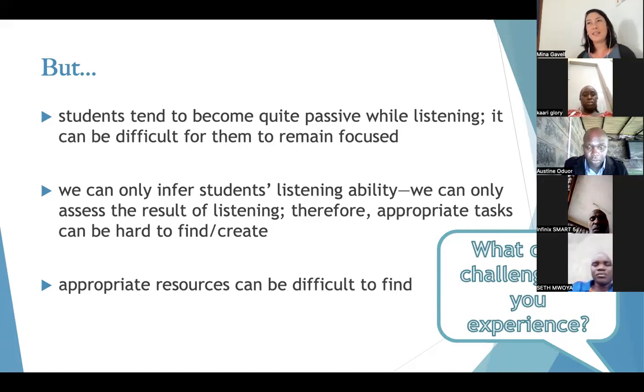I included these as they're probably my 3 biggest challenges with listening, especially number 1, but I could probably make a pretty long list, I think.